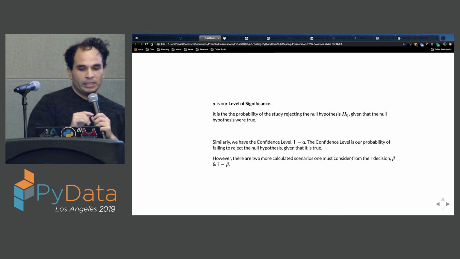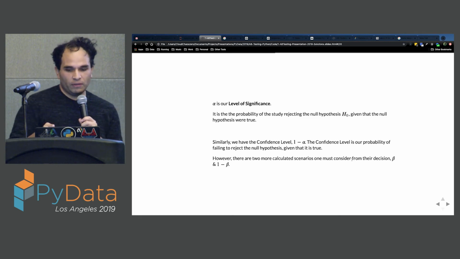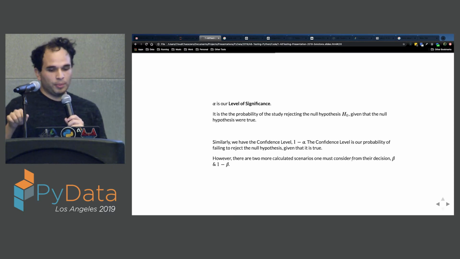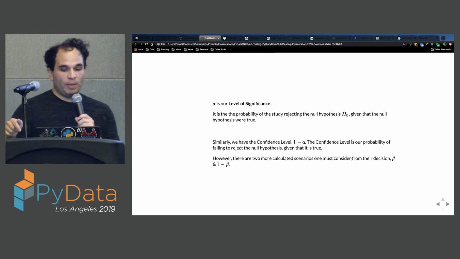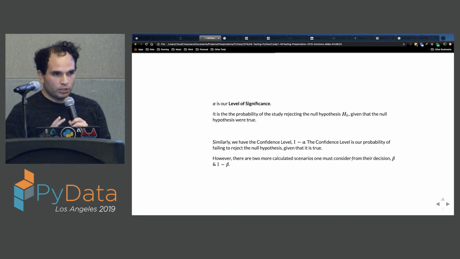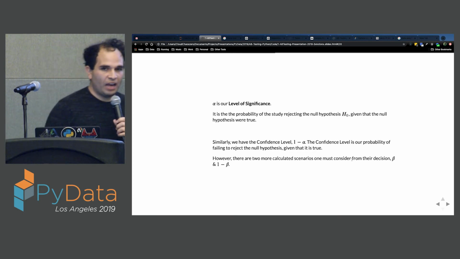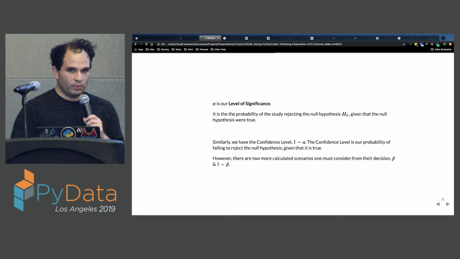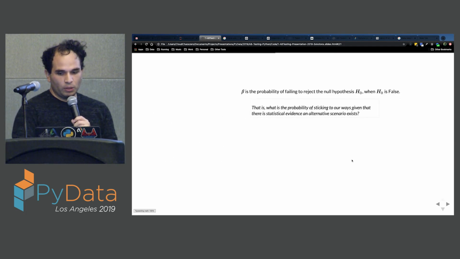And then similarly, we would have a confidence level 1 minus alpha, so 1 minus 0.05, which is equal to 0.95. That is the probability of failing to reject the null hypothesis, given that it is true. And that would be considered like a true positive. But then there are also two other considerations you should have between your decision and the reality in your comparison.